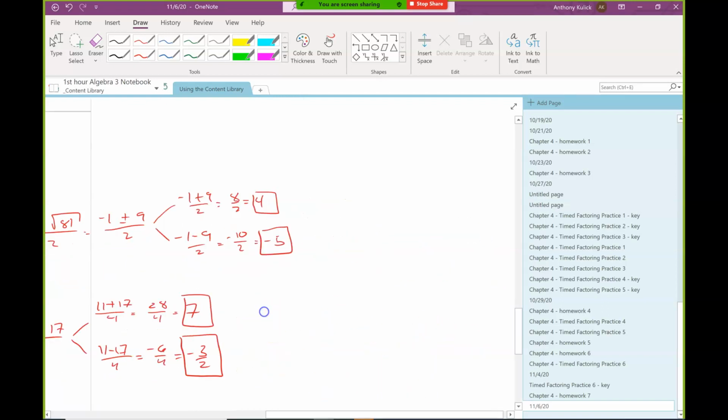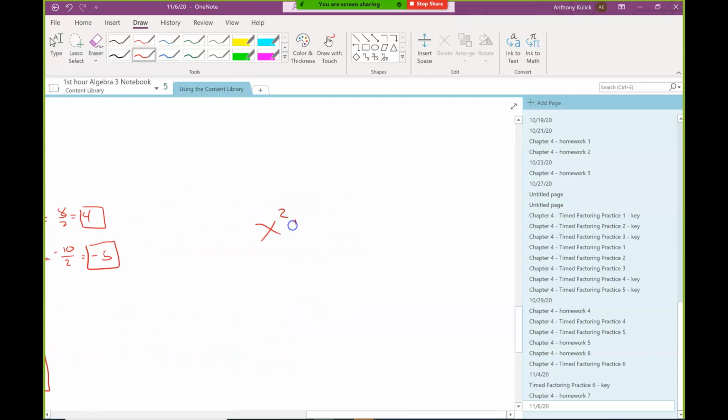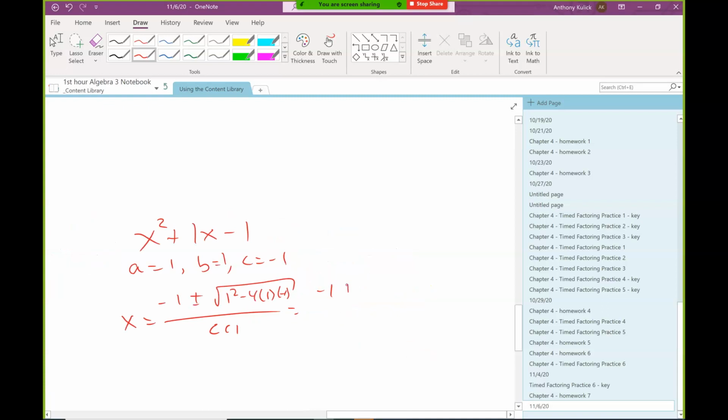So for example, let's take a real basic example like this one. A is 1, B is 1, and C is -1. That's going to give me -1 plus or minus the square root of 1 minus a -4, which is 5. And that's all you can do.